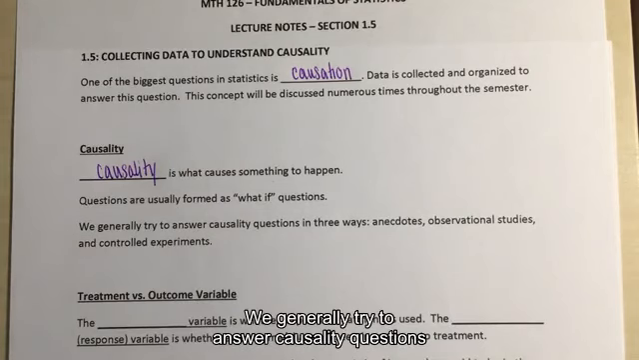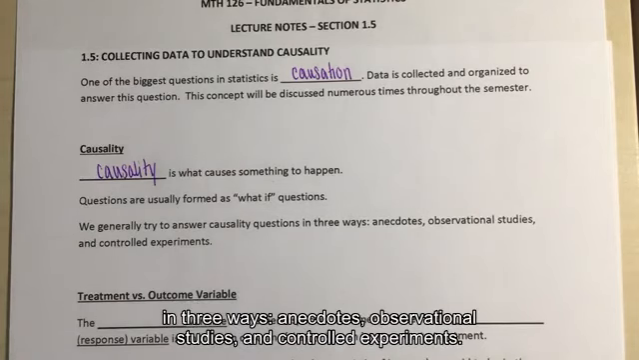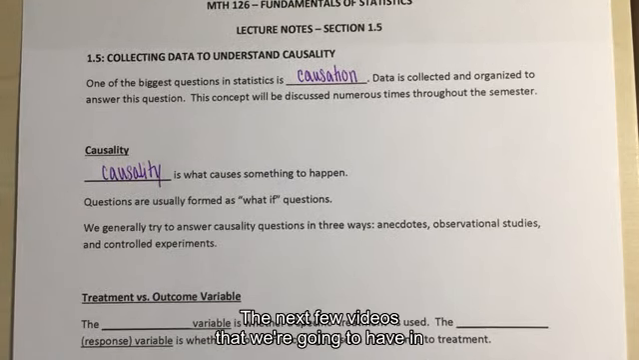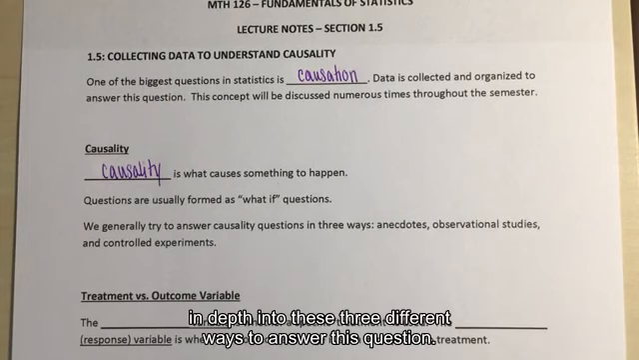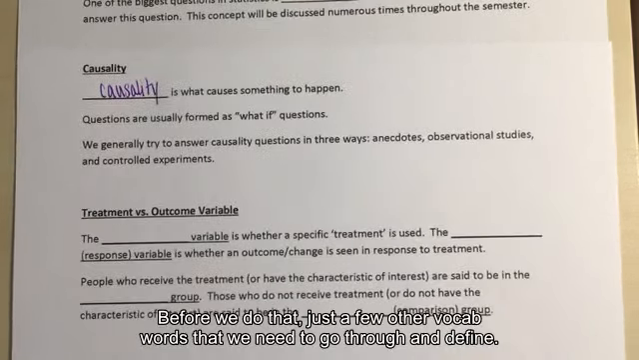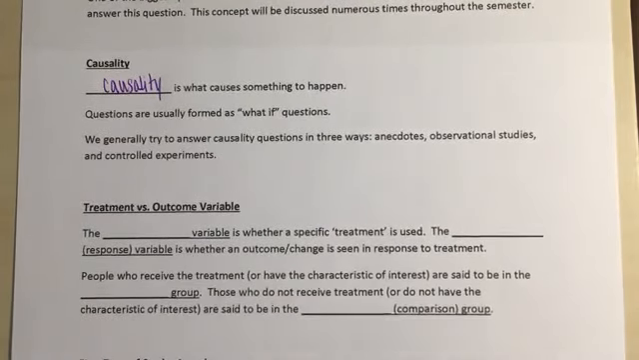We generally try to answer causality questions in three ways: anecdotes, observational studies, and control experiments. So in the next few videos in this section, we're going to look a little more in depth into these three different ways to answer this question. Before we do that, just a few other vocab words that we need to go through and define.